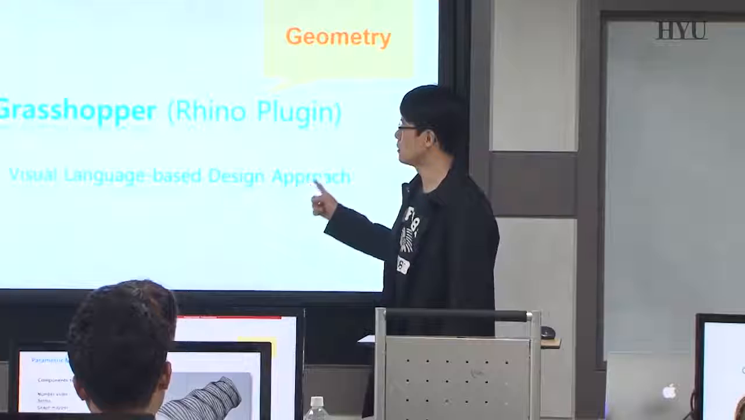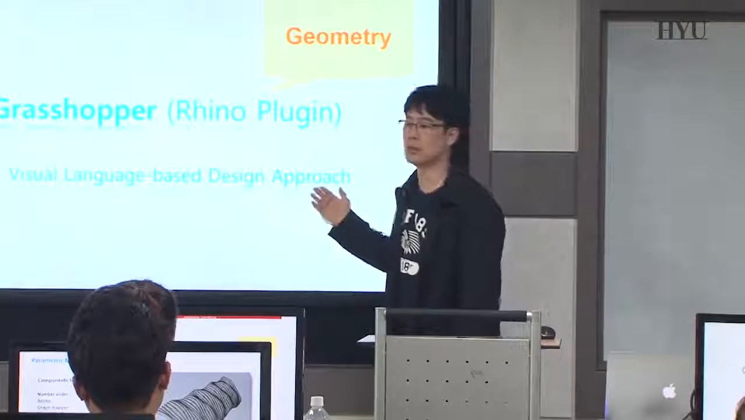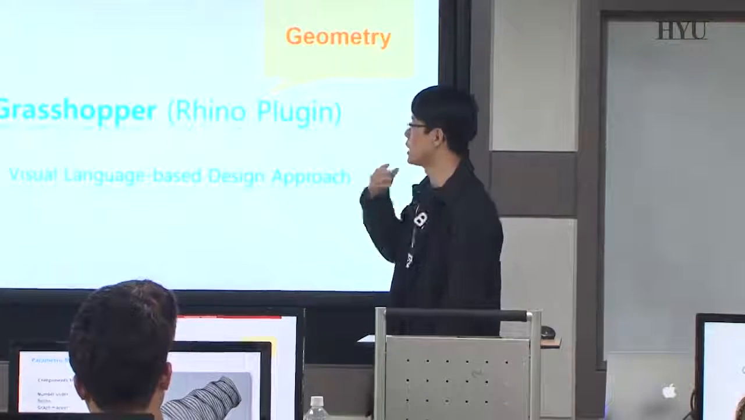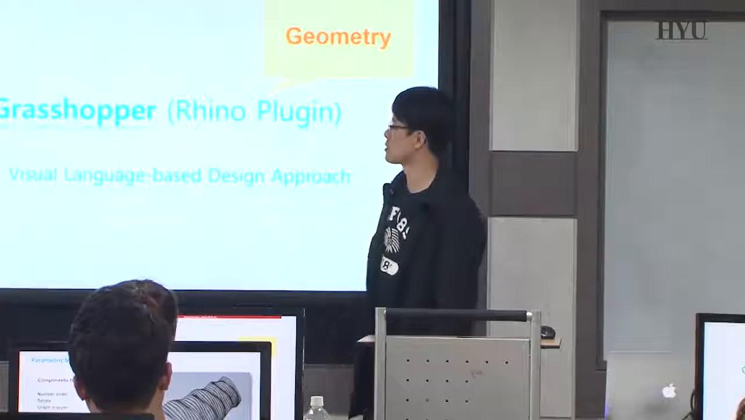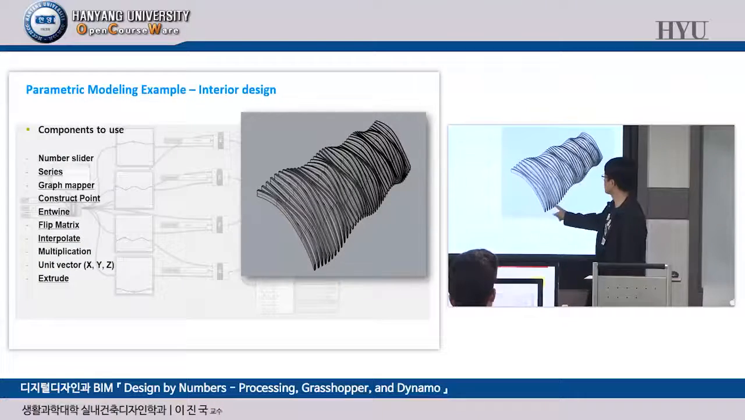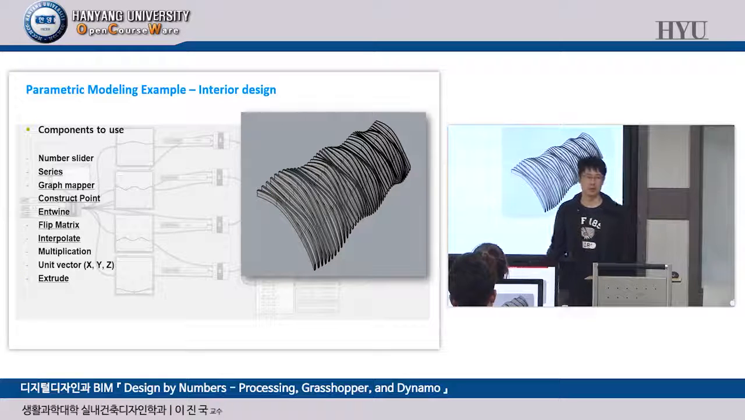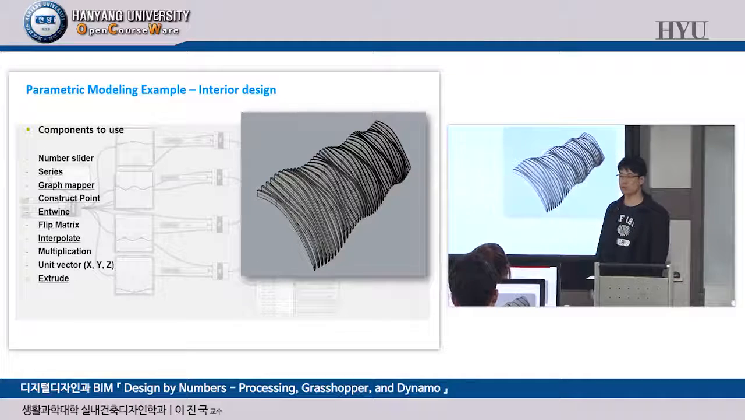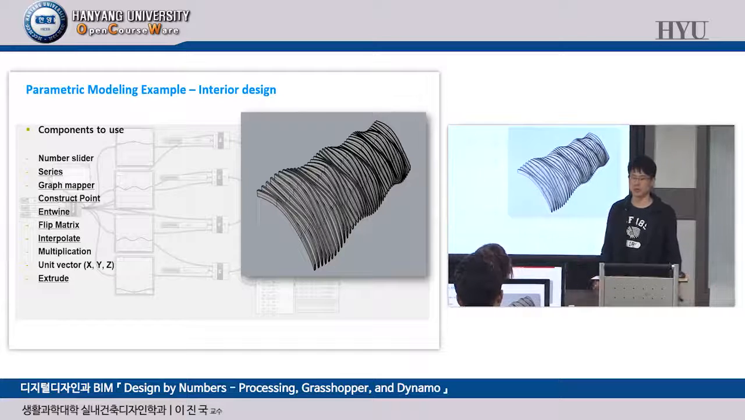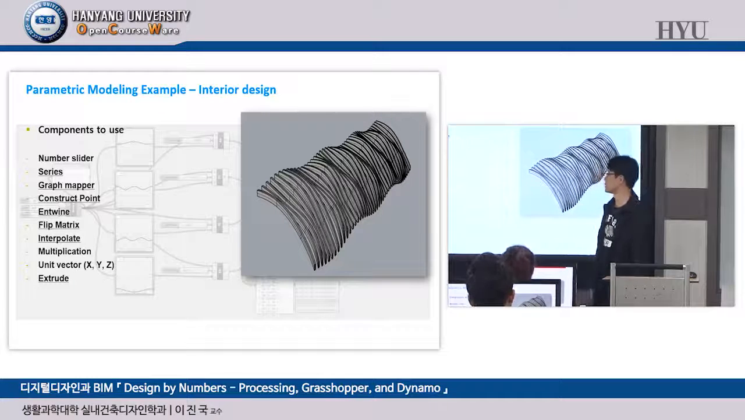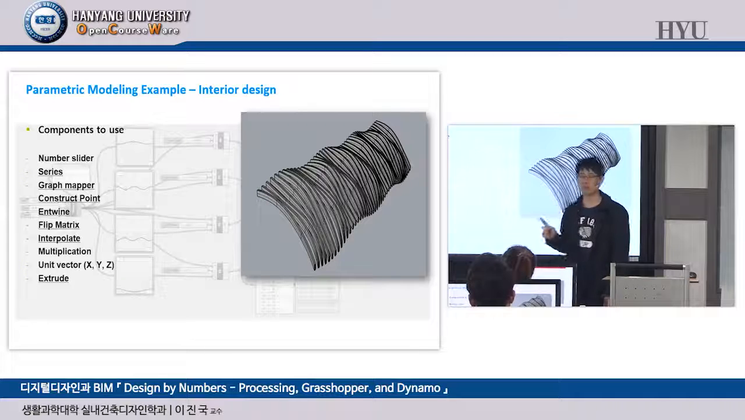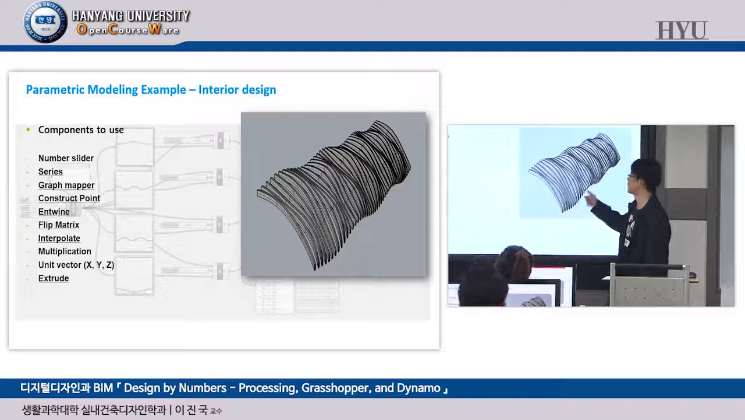Anyway, as a representative visual language-based design approach, let's quickly look at how it works. Okay, let's take a look at today's example. Actually, if you want to learn Grasshopper, Dynamo, or any type of visual language, there are a bunch of tutorials, videos, and references. But the most important thing is you need a plan. You need an algorithm to represent something like this.